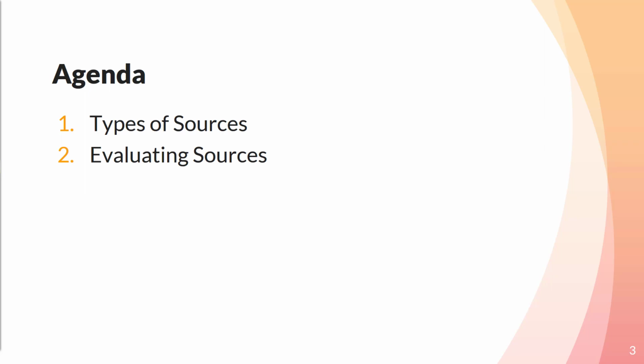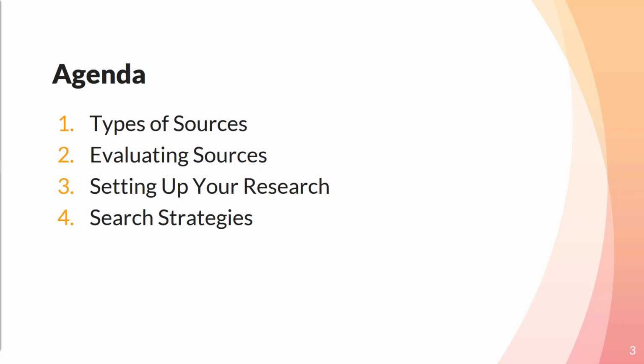We'll be working through 5 sections in this lesson. We'll talk about the different types of sources you can use, how to evaluate the sources you find, setting up your research topic and question, search strategies, or how to turn your question into an actual search for information, and then a live demonstration of searching library resources and how to use them.